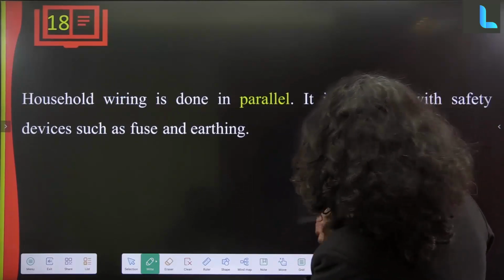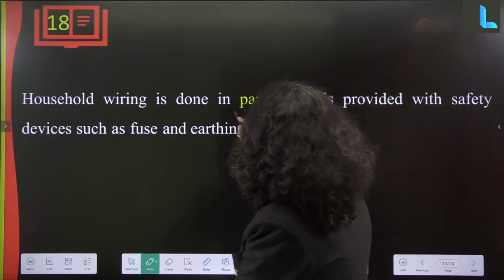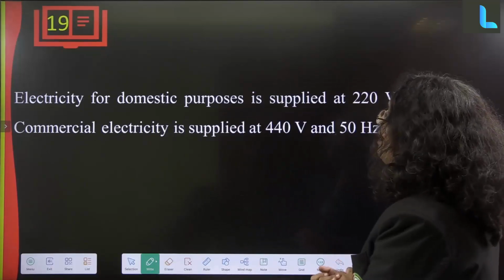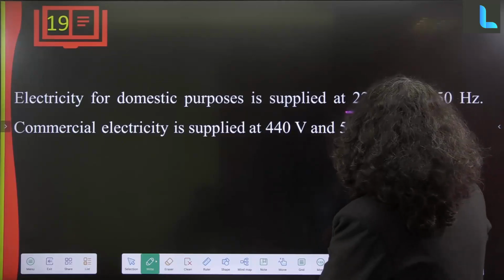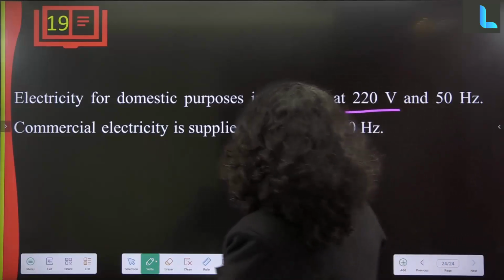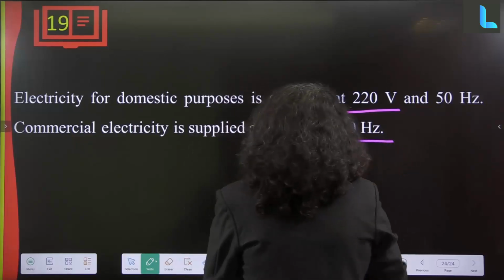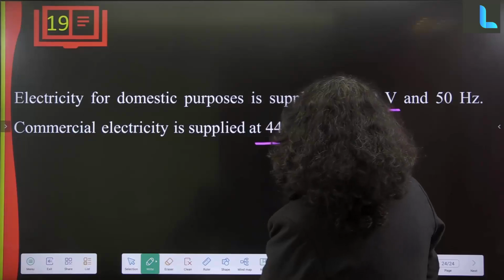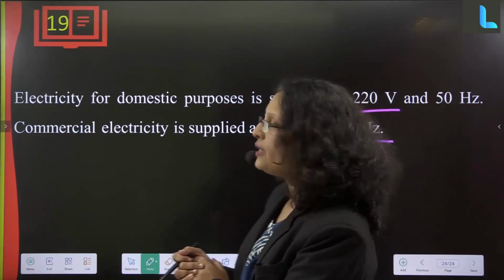Household wiring is done in parallel, and it is provided with safety devices such as a fuse and earthing. So it is always done in parallel. Electricity for domestic purposes is supplied at 220 volts and 50 hertz. Commercial electricity is 440 volts and 50 hertz. So these values are fixed: for domestic purposes 220 volts and 50 hertz, and commercially 440 volts and 50 hertz.